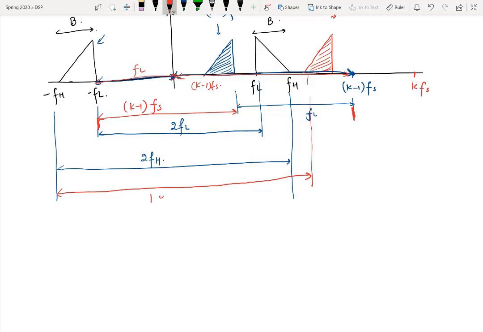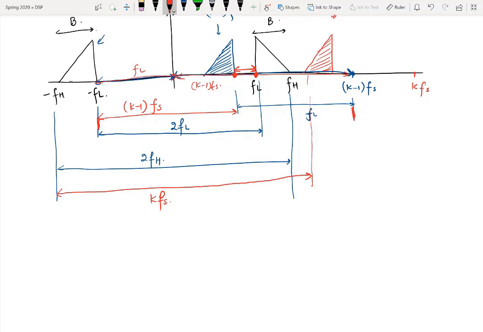This range will be k times fs, by using the same approach as I have already told you about, k minus 1 fs, right? So these are some variables that need to be labeled. Now, if I want to avoid aliasing, it means I will want that this point and this point must be distant from each other.